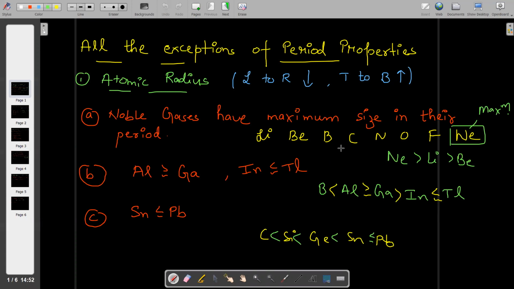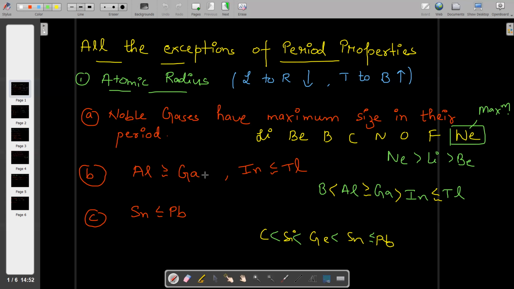Like for example, if you compare second period elements, from left to right, it must decrease. So neon must be minimum, but in reality, it is maximum. So you must know that a noble gas will have maximum atomic radius in their period. So how will you arrange them? Neon will be maximum, then comes lithium, then beryllium, and so on.